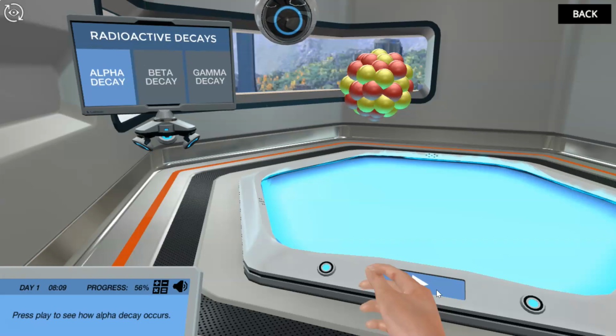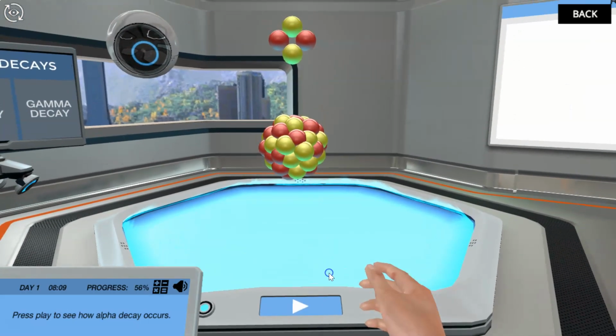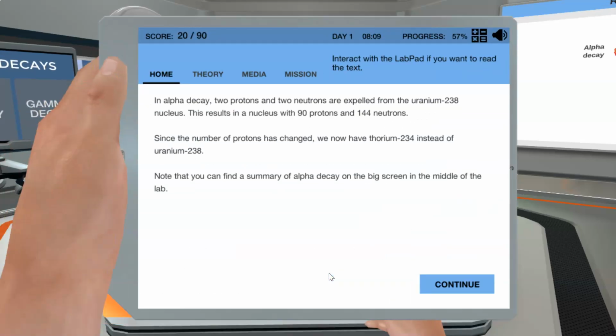Press play to see how alpha decay occurs. In alpha decay, 2 protons and 2 neutrons are expelled from the uranium-238 nucleus. This results in a nucleus with 90 protons and 144 neutrons. Since the number of protons has changed, we now have thorium-234 instead of uranium-238. Note that you can find a summary of alpha decay on the big screen in the middle of the lab.